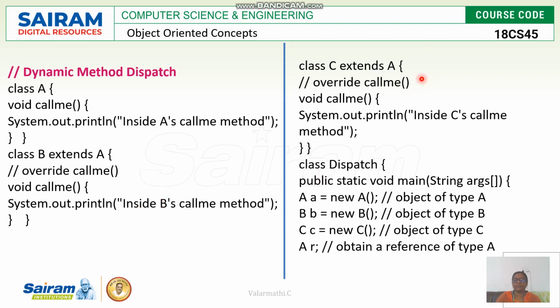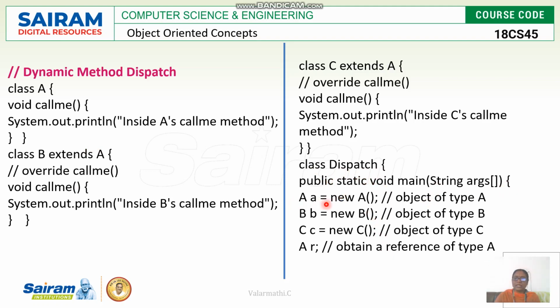Inside B is the call me method. Now one more class is also there, which is called C, which extends the class A. As of now, A is a superclass for both class B and class C. Then inside the C class definition, again one more call me function is invoked with the message "inside C's call me method". Now we want to check this inheritance with the help of one class, the dispatch class.